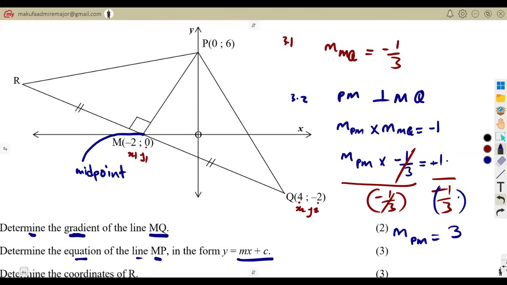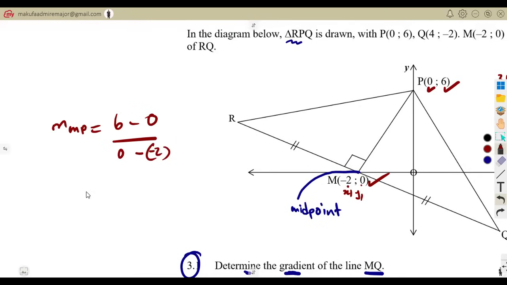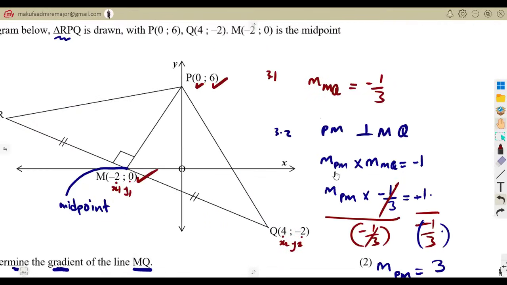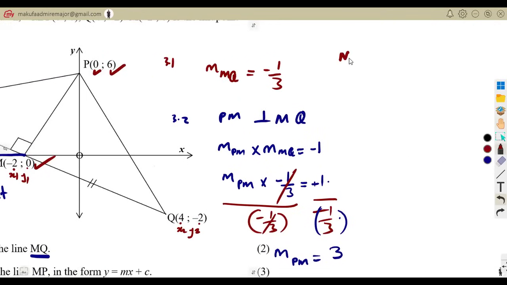All right, so you have the gradient, or you could have just calculated this gradient, guys. The gradient of PM, you can just use the change in y over the change in x. So the gradient of MP or PM, from the y values, y2 minus y1, that's 6 minus 0, over x2 minus x1, that's 0 minus -2. So that's 6 over 2, which is 3. You could have even calculated that. If we say MP or PM, it is the same. They are just equal, guys. So do not confuse those two.